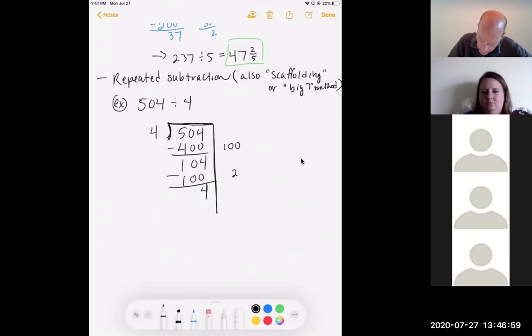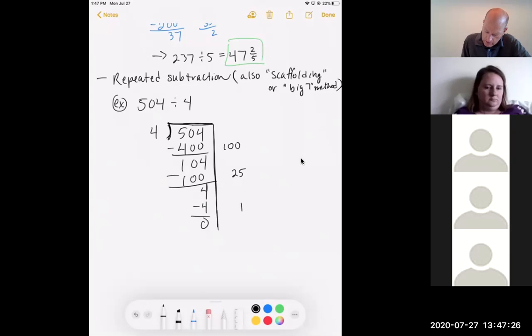I'm going to add these together. I'll put the 25 a little bit more in line with the columns. And what do I have left? I have 4 that I need to divide by 4. How many times is 4 going into 4? Well, once. Put 1 time there. Subtracting 4 gets 0 as my remainder, so I don't have to take off any more groups. I'm going to add these right here so I can know how many total groups were taken off. I get 126. Therefore, 504 divided by 4 is equal to 126.